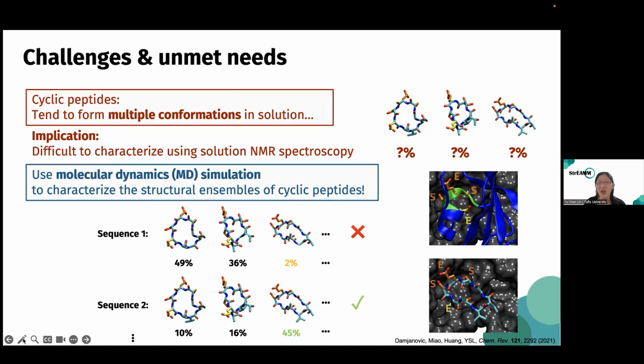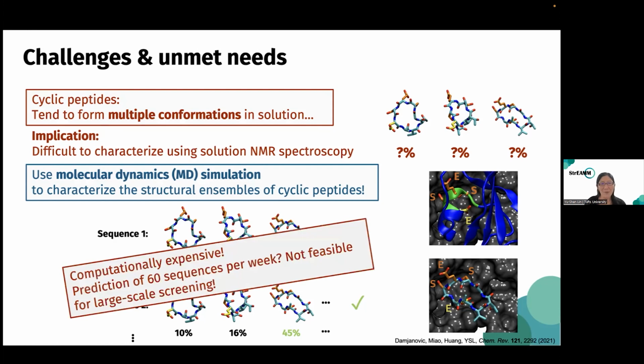Oh, this does what I want. Only population of 2%. Change sequence, oh, now this population is 45%. So sequence 2 should be more promising than sequence 1. This method sounds so great, but no pharma company is using molecular dynamic simulation to do drug discovery. Why? Because this method is computationally very expensive.